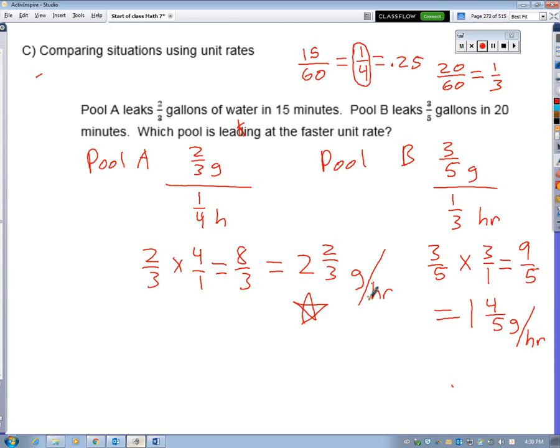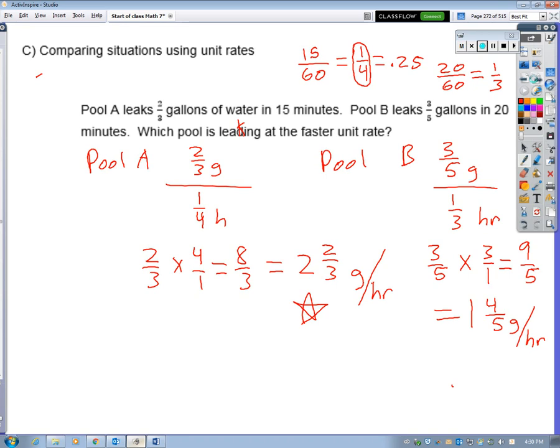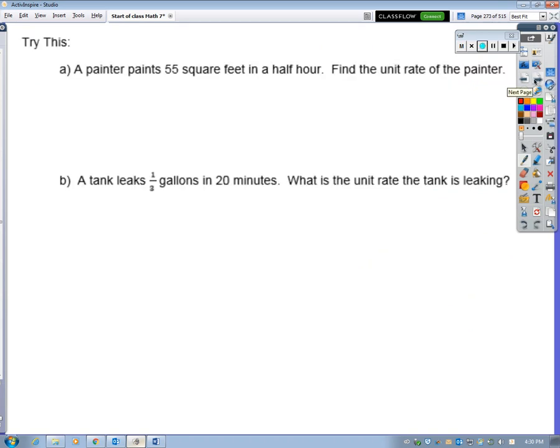All right. I have a couple try-this problems for you guys, and then see how you do using those steps. Use your division, see what you get, and then we'll take a look at your answers.